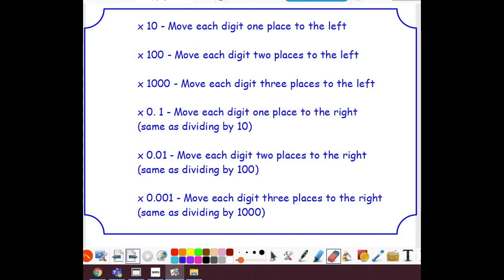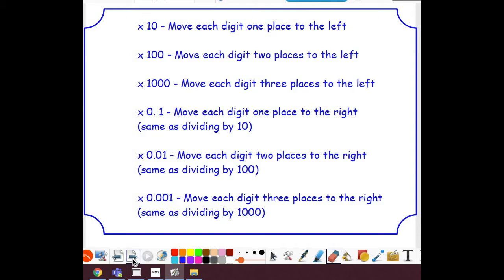So first of all, if we look at the general rules. The general rule, if you're multiplying a number by 10, whether it be a decimal or a whole number, we actually move each digit one place to the left. So the value becomes 10 times bigger. Multiplying by 100, we move each digit 2 places to the left. And then multiplying by 1000, we move each digit 3 places to the left.